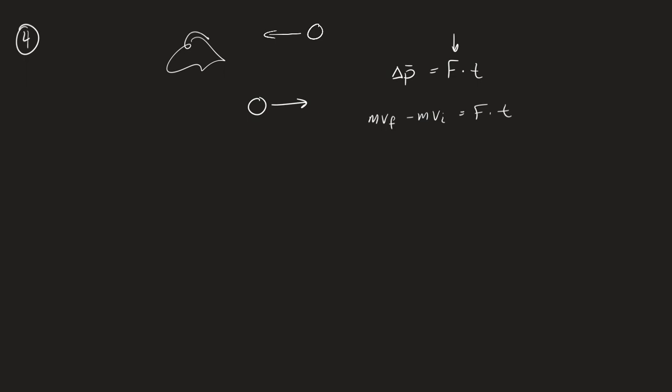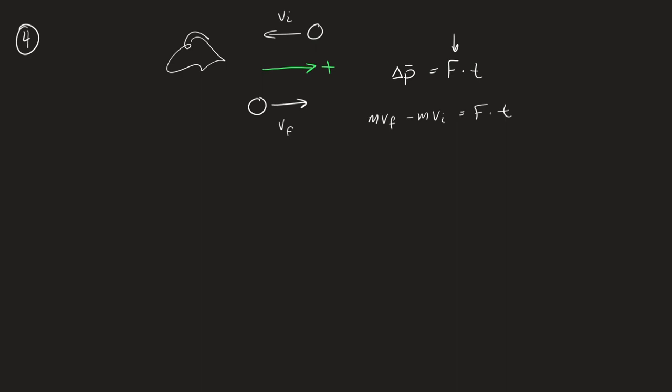But before I even bother to try and answer your question or do any more of the problem, pick a direction that's positive. I'm going to pick that direction as the positive direction. I'm going to make the initial velocity of the ball the negative direction. This is the initial velocity. This is the final velocity.